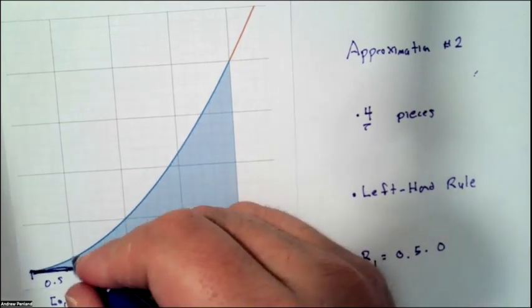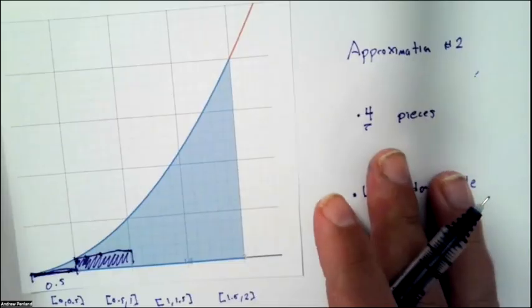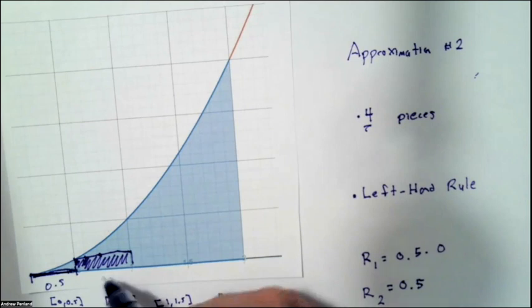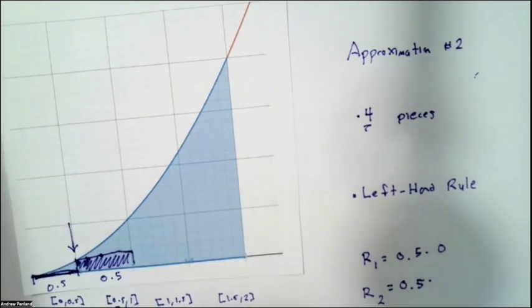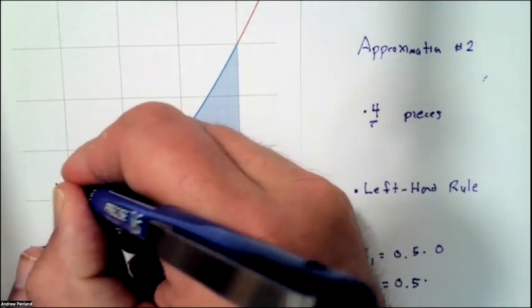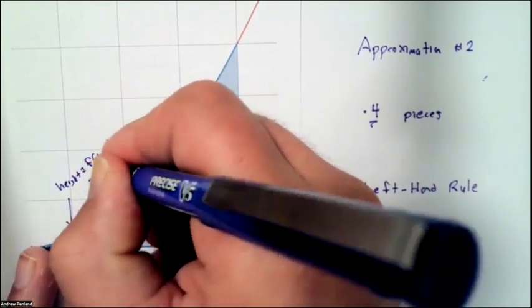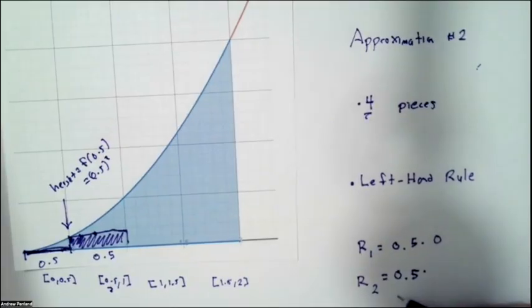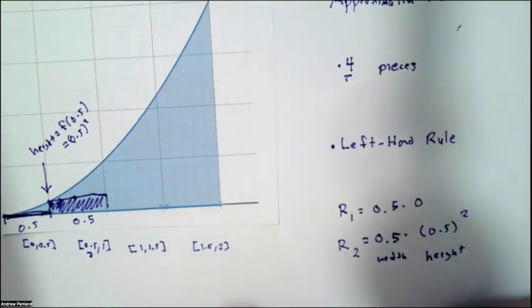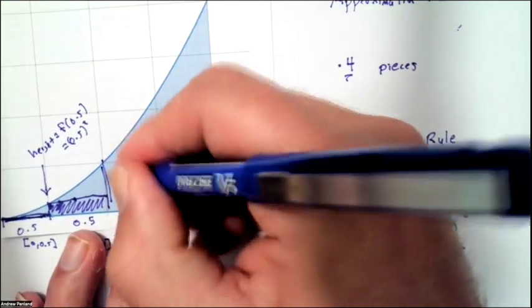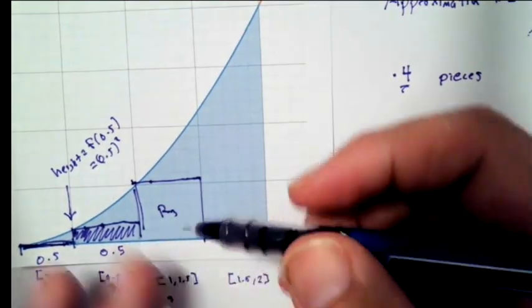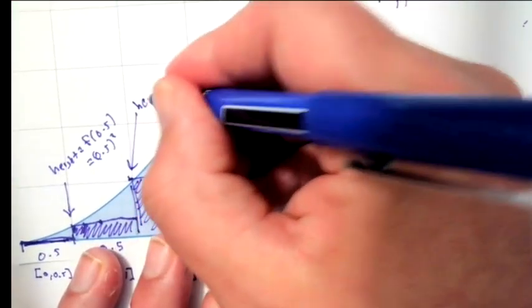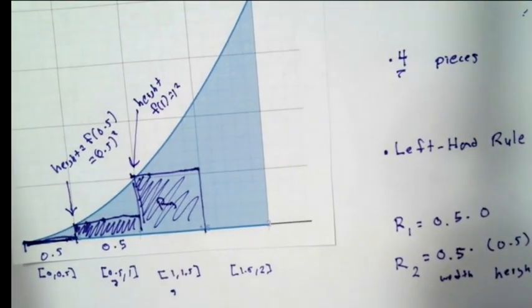For rectangle 2, I'm shading it in a more purplish color. The width is still 0.5; the width of all of these is 0.5. The left endpoint of 0.5 to 1 is 0.5, so the height is f of 0.5, which is 0.5 squared. The area of this second rectangle is 0.5, the width, times 0.5 squared, the height. For the third rectangle, the width is again 0.5, and since it goes from 1 to 1.5, the height is 1 squared, or f of 1. So R3 is 0.5 times 1 squared.